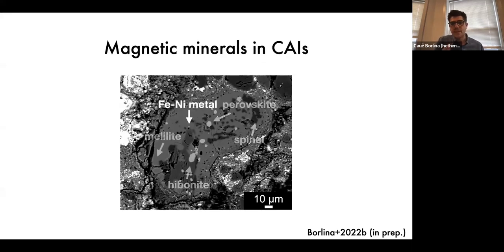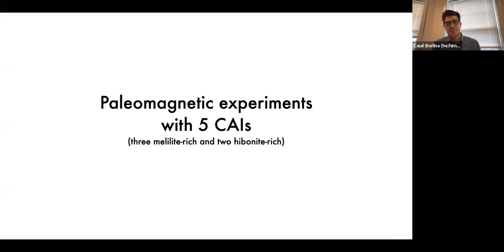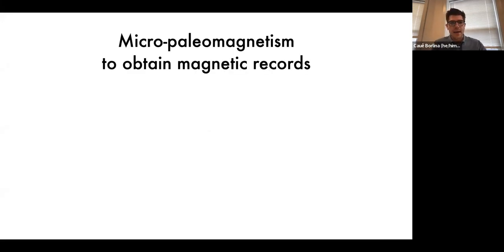And what we observe in many CAIs, including the one we were seeing here, is iron nickel metal in both composition and sizes that are ideal for paleomagnetic targets. So motivated by that, we conducted paleomagnetic experiments with five CAIs. For people that are interested, we used three melilite-rich CAIs and two hibonite-rich. And once again, we used micro-paleomagnetism to obtain the magnetic records.